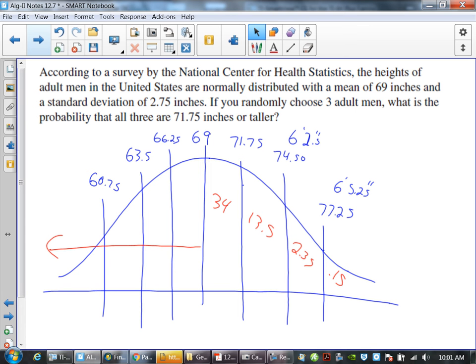So now the question is, according to this data set, if you randomly choose 3 adult men, what is the probability that all 3 of them will be 71.75 inches or taller? So the probability that one person is going to be 71.75 or taller, isn't that everything to the right of this? Well, going this way is how much percent?